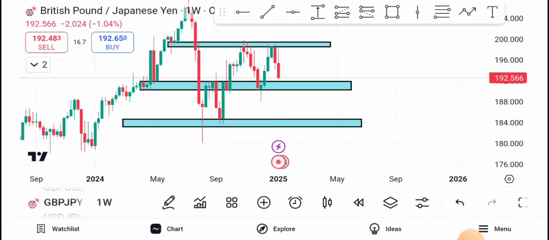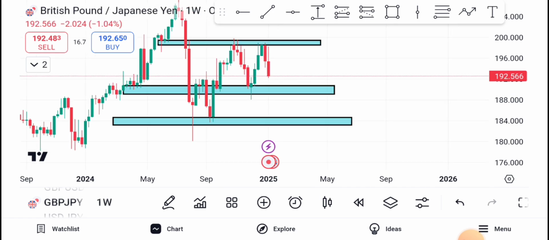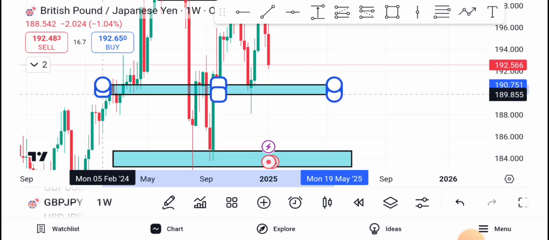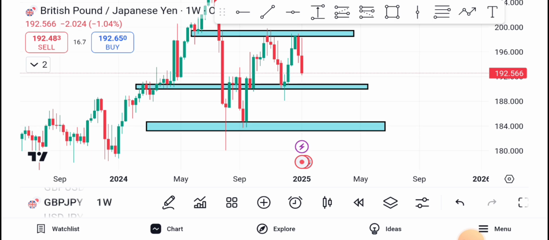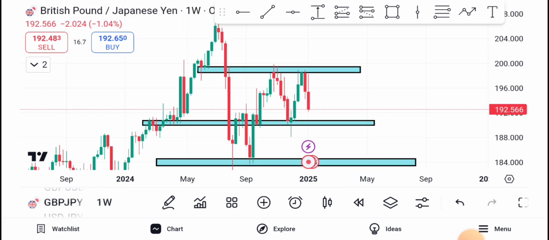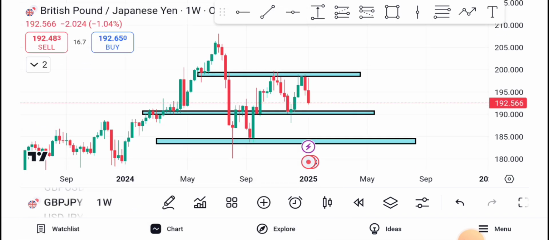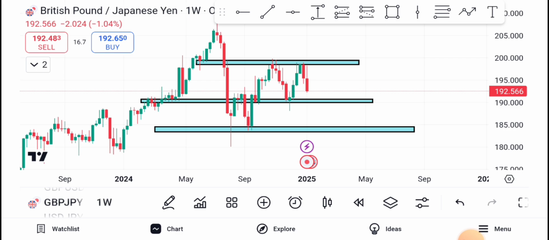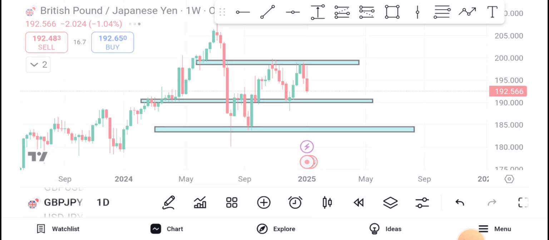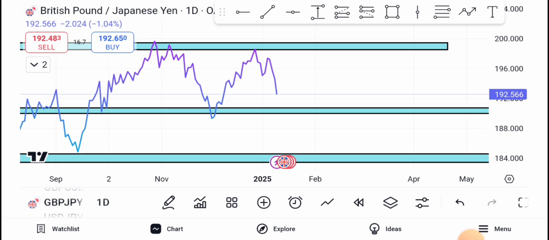Now let's go to the candlesticks to adjust them. Yes, I think this is perfect. See how easy it is to draw a zone. Also, most of the time when I come to the weekly, I just go to the line chart and then draw my zones. I don't care about the trend of anything on the weekly. Then I'll come to the daily. So what am I seeing on the daily?